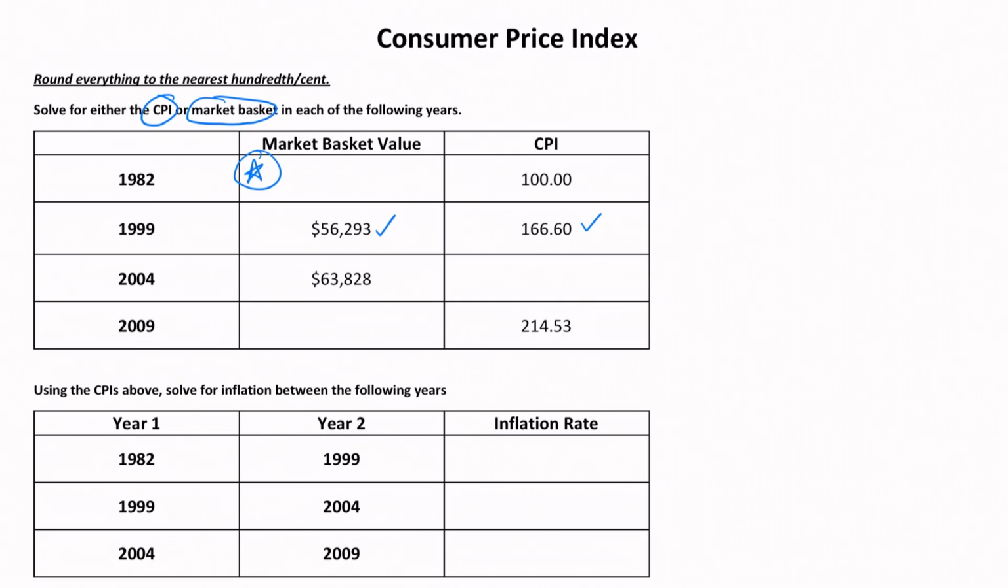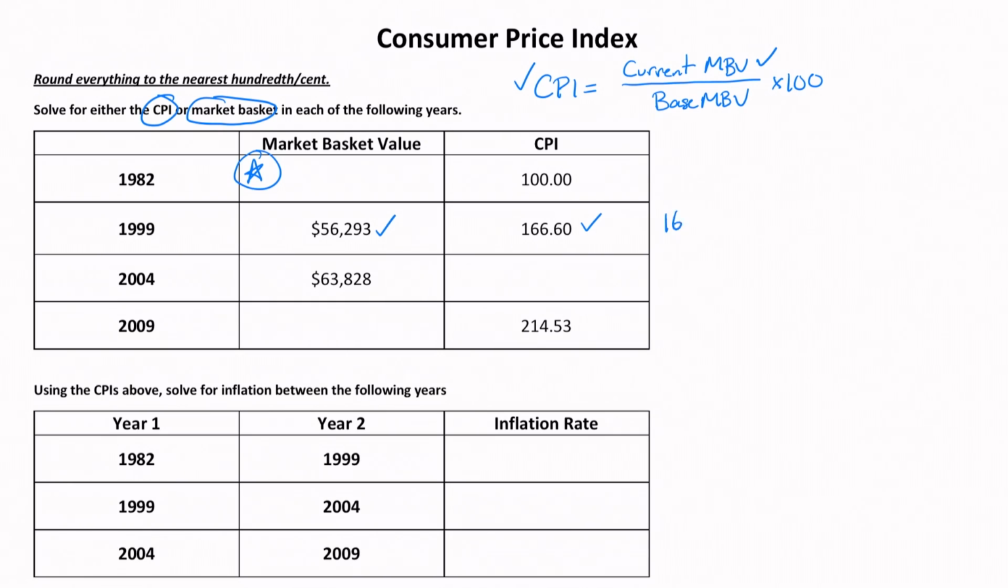So let's think back to exactly what our formula is for this. We said in order to find our CPI, our CPI is equal to the current, I'm going to abbreviate market basket value, divided by our base year market basket value times 100, and it'll give us that index. Well, if you notice right here with 1999, we are already given two of those. We're already given the current market basket value and we're given the CPI. So let's just plug in and work from there, right?